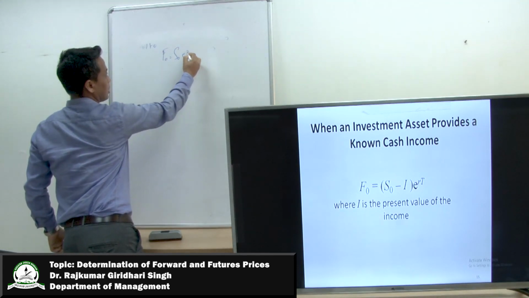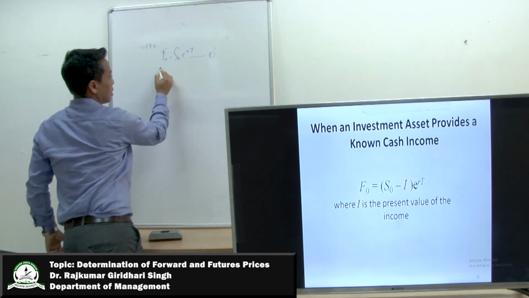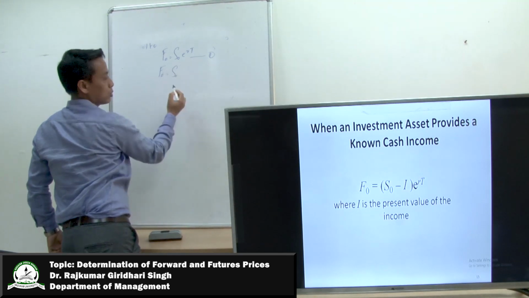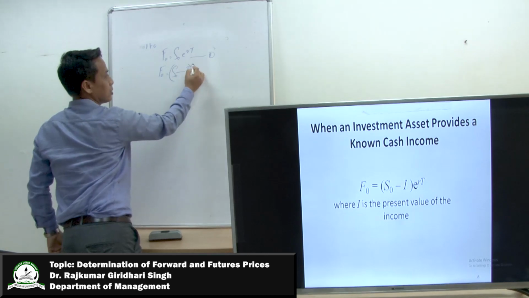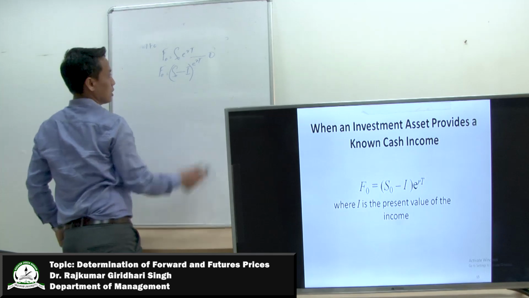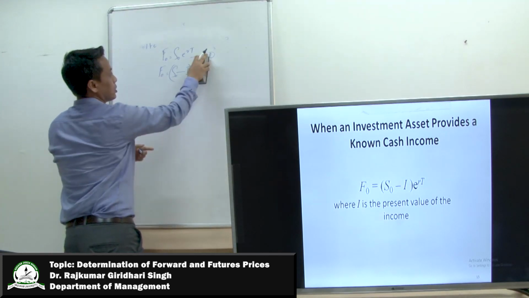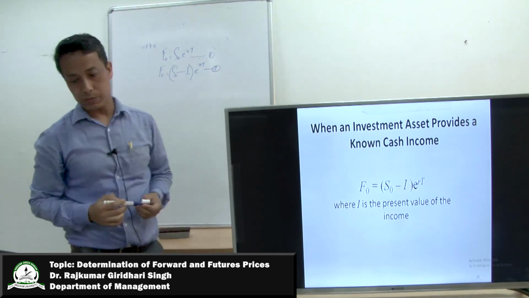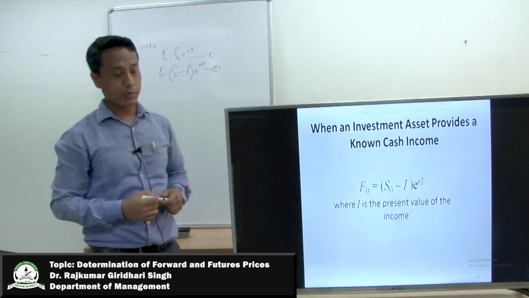Forward price equals S0 e^(rT). Right, this is formula 1. Now we can derive the second formula. So your spot price, minus whatever cash income you receive, then we do continuous compounding with the given maturity and the particular rate of interest. So this is the particular formula. But this I has to be expressed in terms of present value.